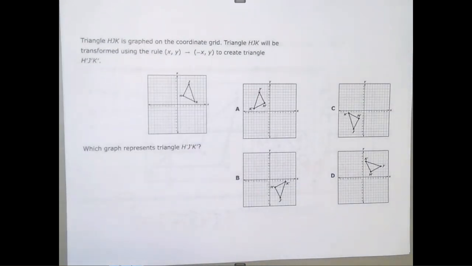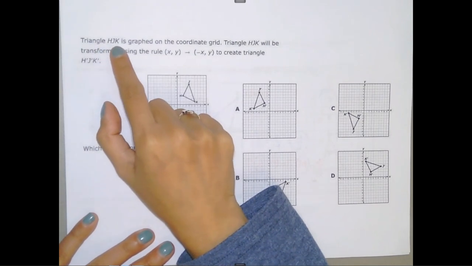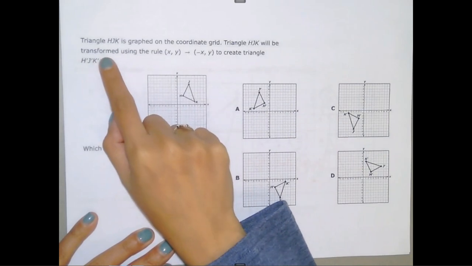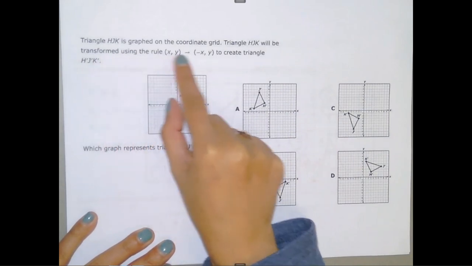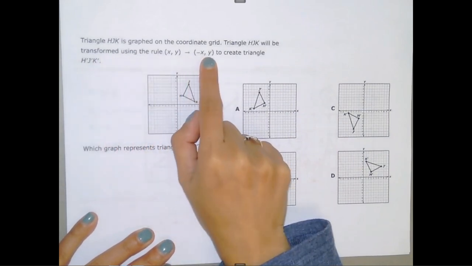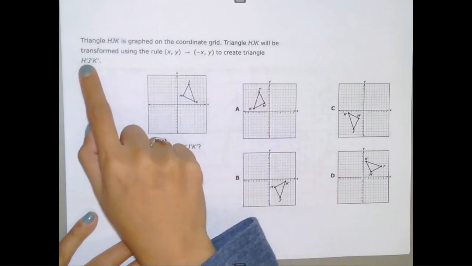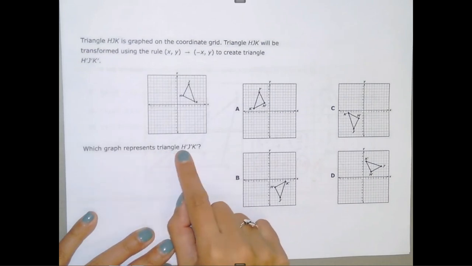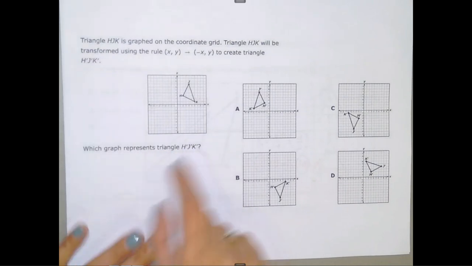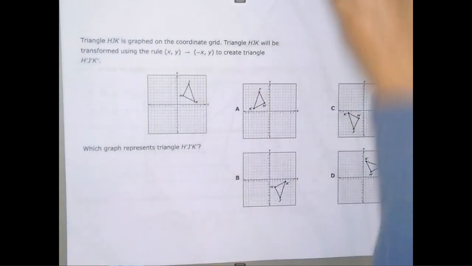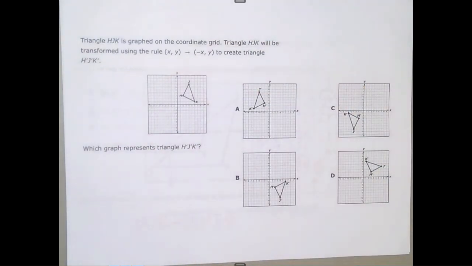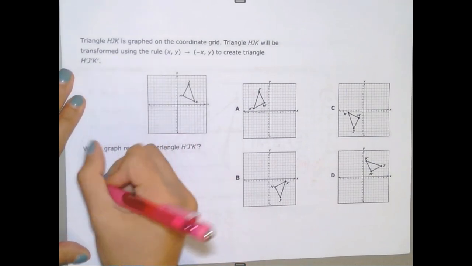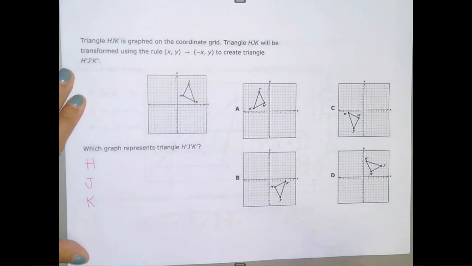Okay, number 2. Triangle HJK is graphed on the coordinate grid. Triangle HJK will be transformed using the rule X, Y turns into -X, Y to create triangle H prime, J prime, K prime. Which graph represents triangle H prime, J prime, K prime? So what I need to do for this one is go ahead and write my coordinates down for H, J, and K right now. So H, J, and K.